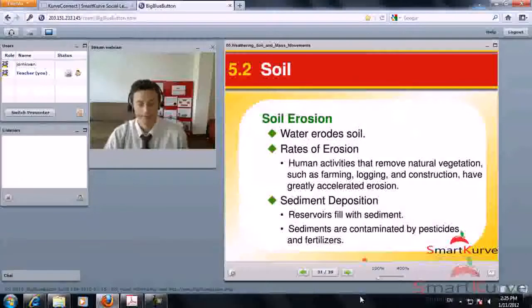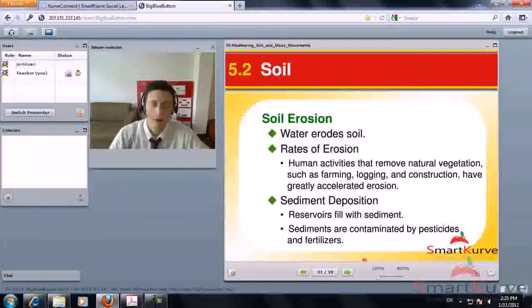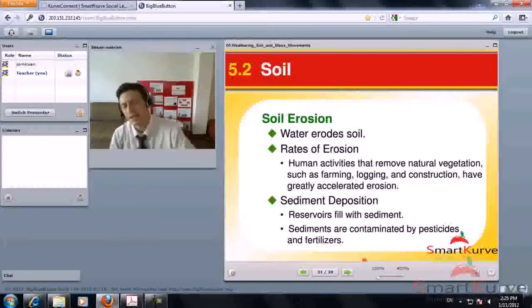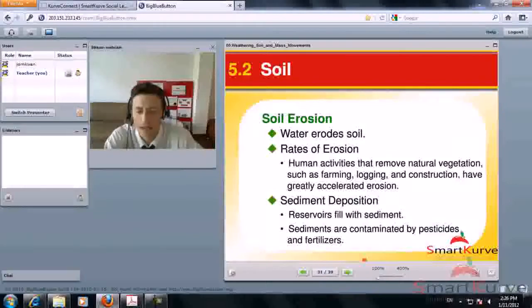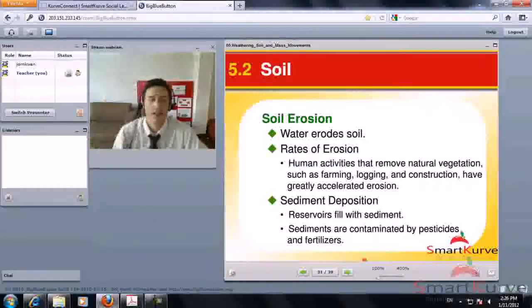Finally, erosion. We've already talked about erosion several times. We talked about this with regard to minerals. We talked about it with regard to rocks. We know that water erodes soil. Water carries those small particles, transports them, deposits them in other places. Human activities that remove natural vegetation have greatly accelerated erosion.